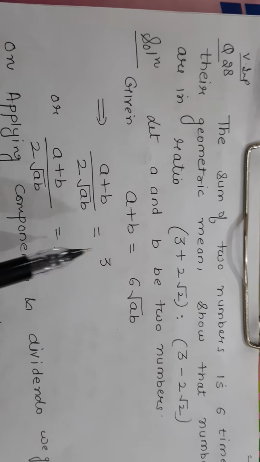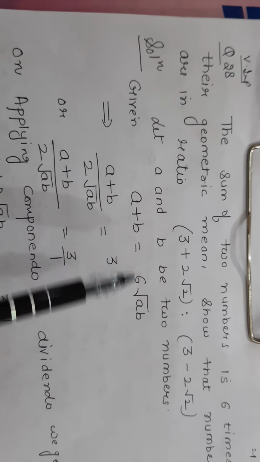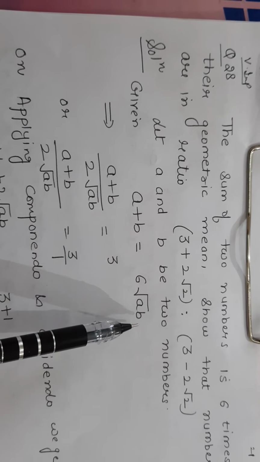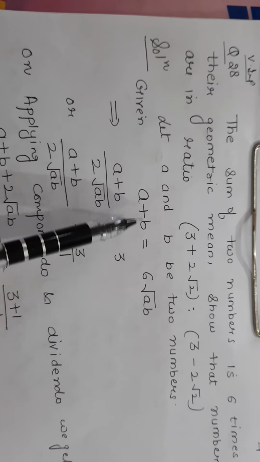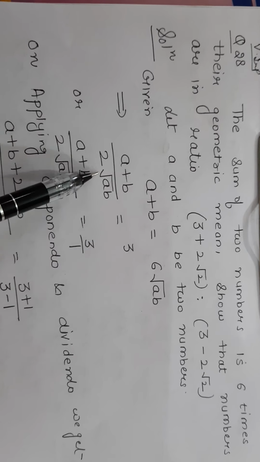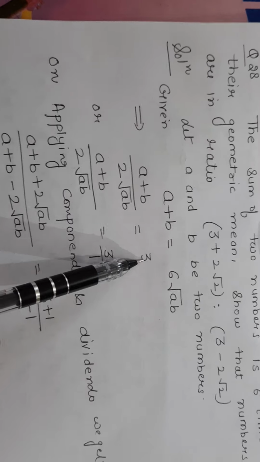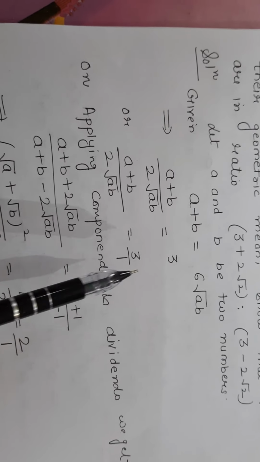Now first we suppose that let A and B be any two numbers. Now we are given the sum of the numbers is 6 times their geometric mean. So this is A plus B is 6 times root AB. Now shift 2 root AB to the denominator. You will get A plus B upon 2 root AB is 3. Or you can write your 3 as 3 upon 1.